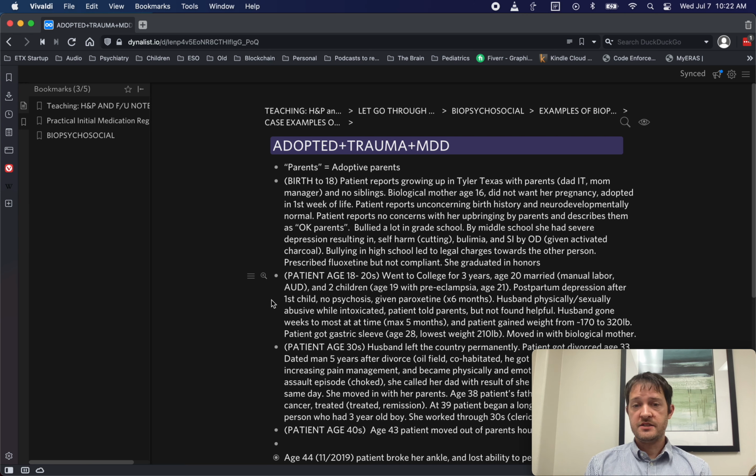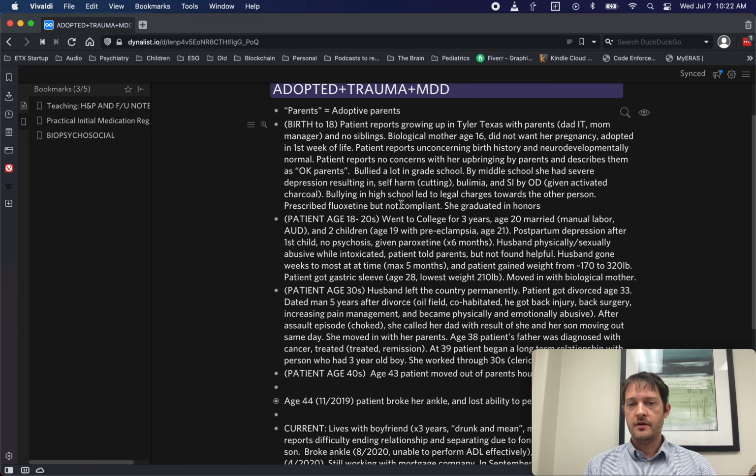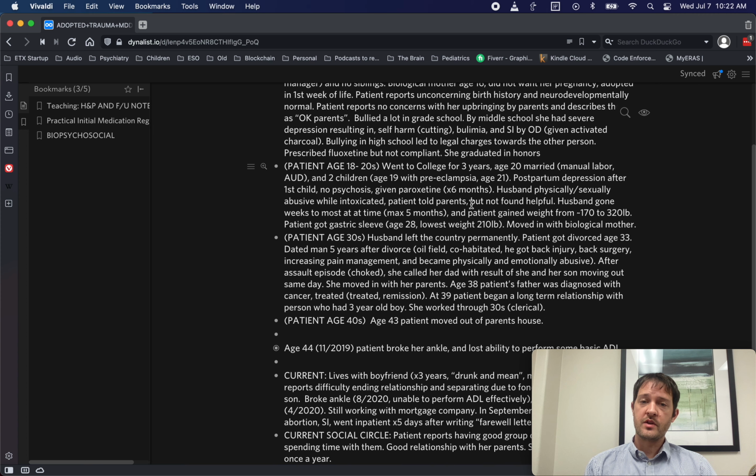Bullying in high school led to legal charges towards other person. It's probably vague, it's the patient's point of view, I don't know what the other side is. Prescribed fluoxetine, so first time of medication use, but non-compliant. Graduated with honors. Age 18 to 20s, went to college for 3 years. Age 20, married. This person, manual labor, alcohol use disorder, and 2 children. She had one at age 19, preeclampsia, that's a big deal. Age 21, was the second child.